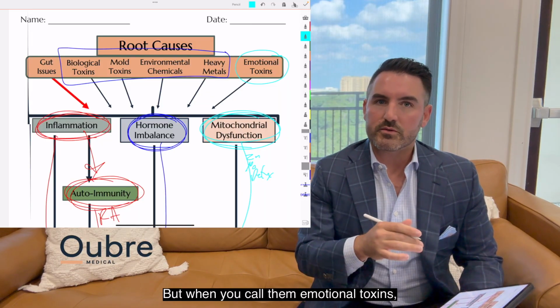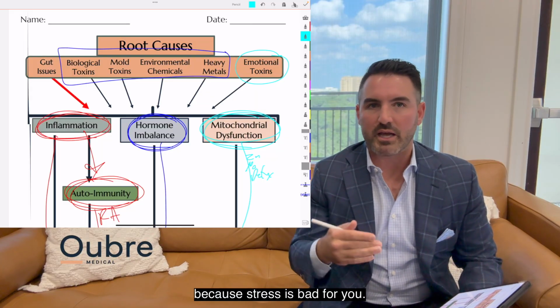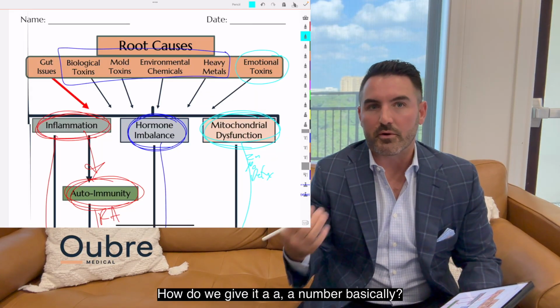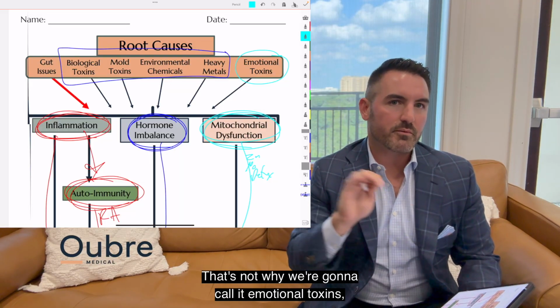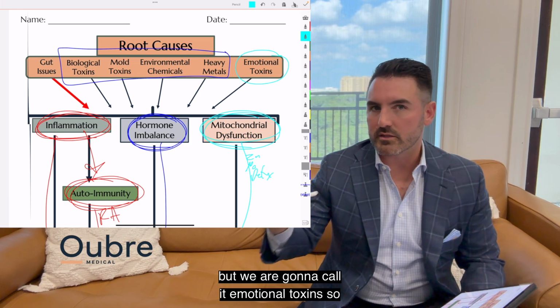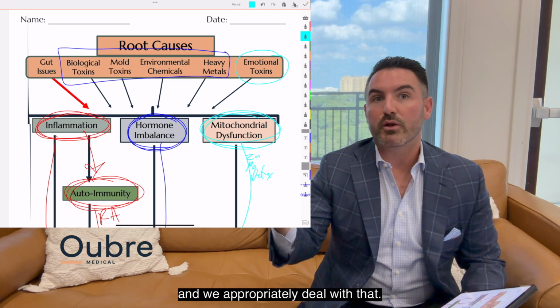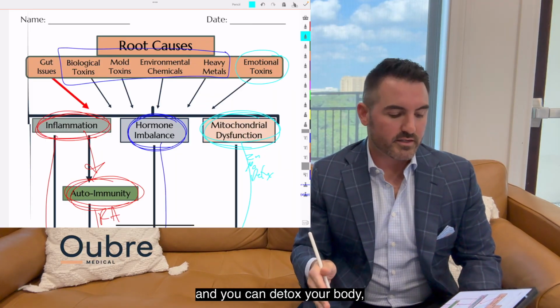But when you call them emotional toxins, it adds a little more validity to the stress, because stress is bad for you. Everybody knows that. But how do we quantify it? How do we give it a number, basically? And so we never want to give something power over us. That's not why we're going to call it emotional toxins. But we are going to call it emotional toxins so that we acknowledge how powerful it is and we appropriately deal with that.